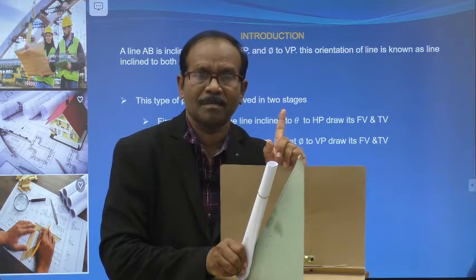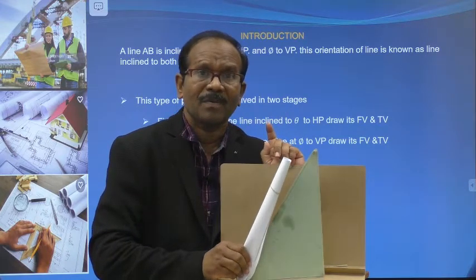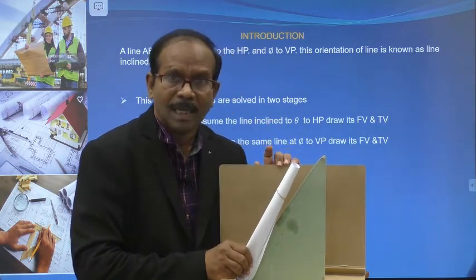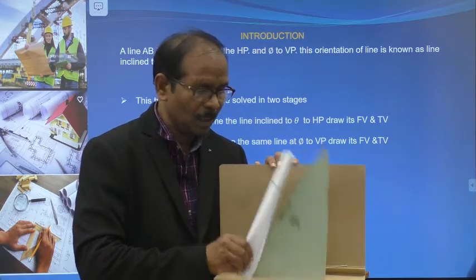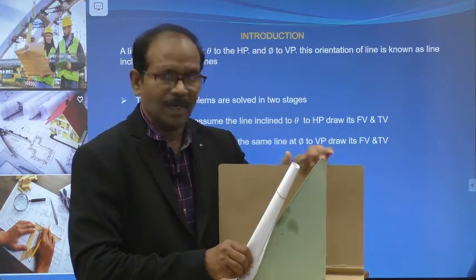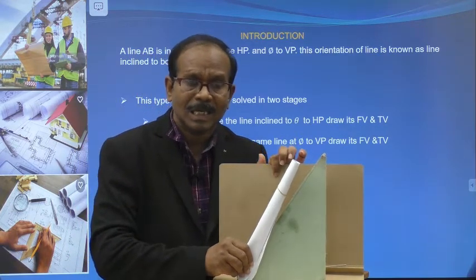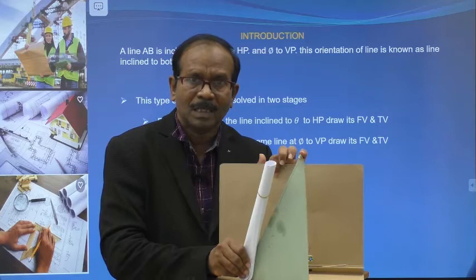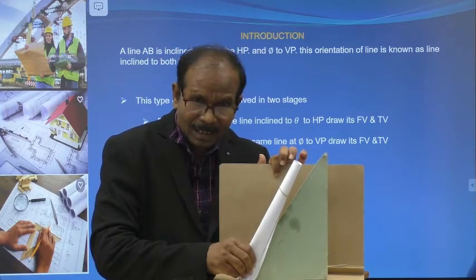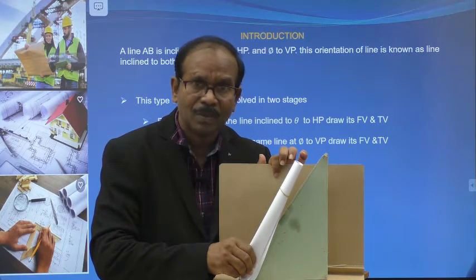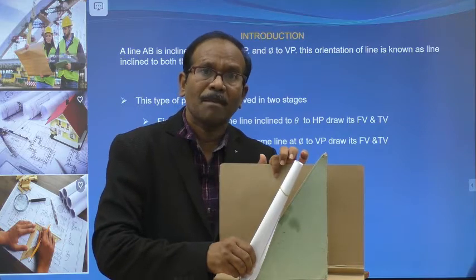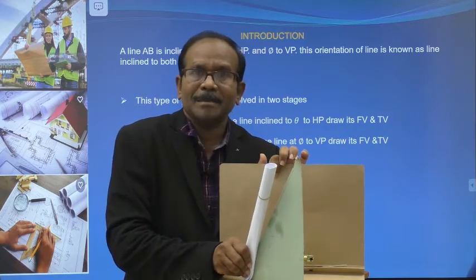Please remember that. So what was the previous one? I assumed the line inclined to one plane. This is the top view, and this is the front view. Keep that angle as it is and just tilt the line so that it is inclined to both the planes. The top view doesn't change. That means the previous value will continue, but occupying the new position.